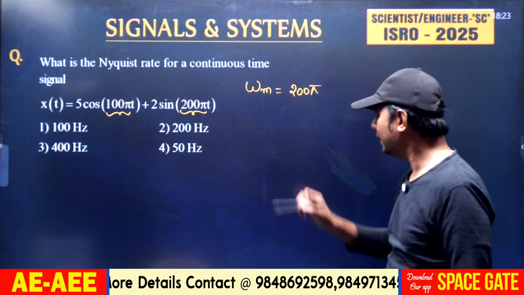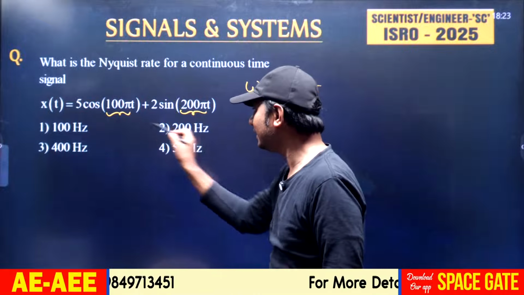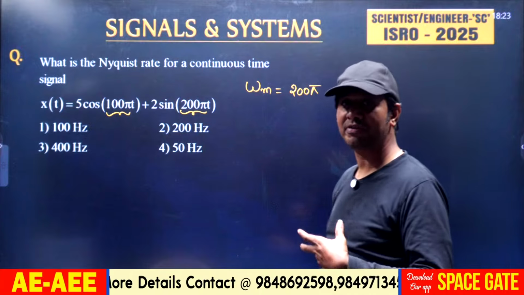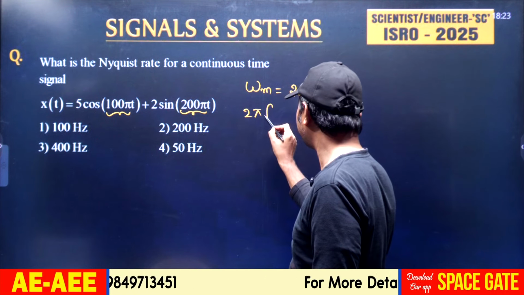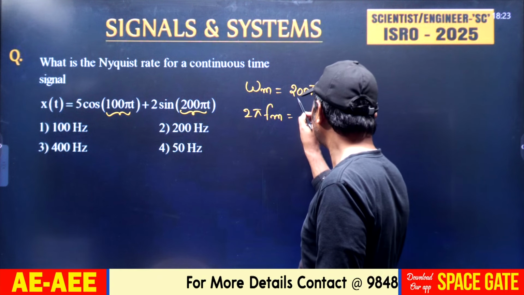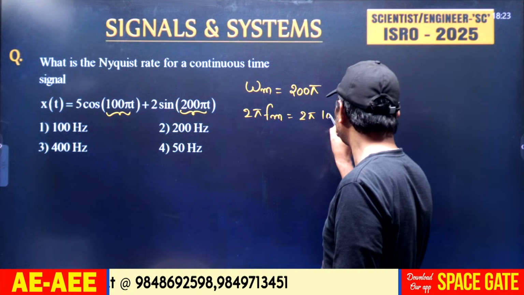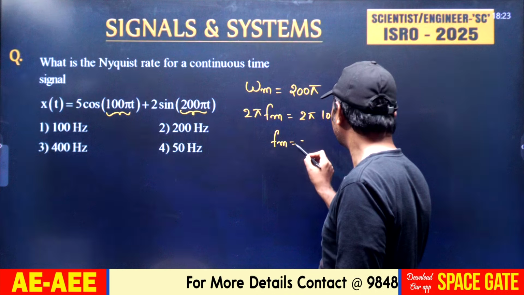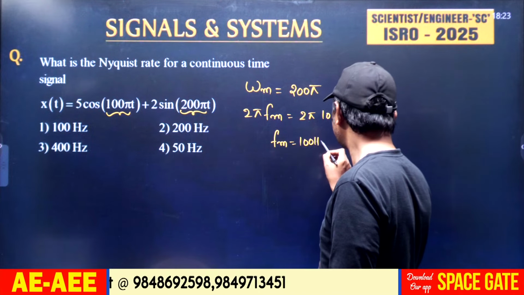200 pi. But this is omega m, and the answer is given in terms of hertz. So, we must get the frequency in terms of f. I can write this as 2 pi fm is equal to 200 pi, that is 2 pi into 100. So what is the value of fm now? The value of fm is 100 hertz.